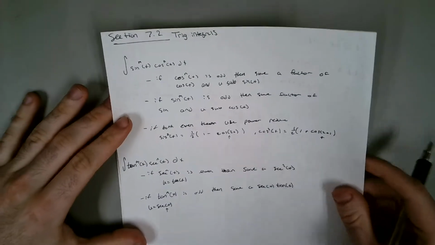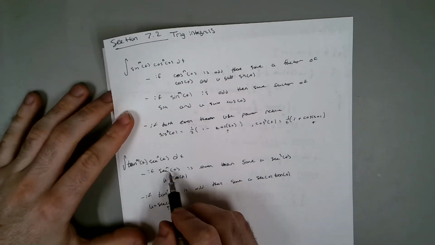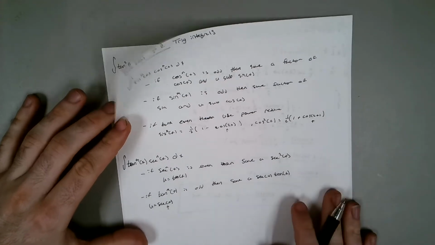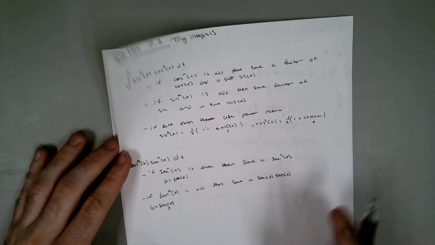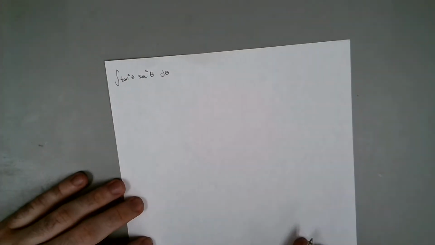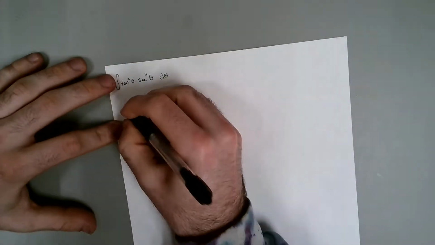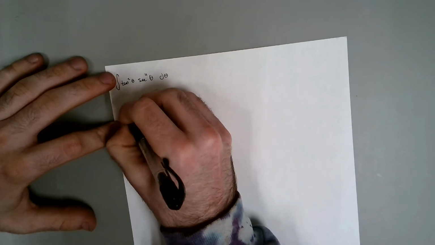All right, so we're going to integrate tangent squared theta times secant to the fourth power of theta. This one actually will fit one of the rules that we talked about earlier in the review. That's the rule that if secant to the power of n is even, then we have to save a power of secant squared, and we'll take a u sub for tangent of x. If we take that advice, this will be a pretty easy integral.